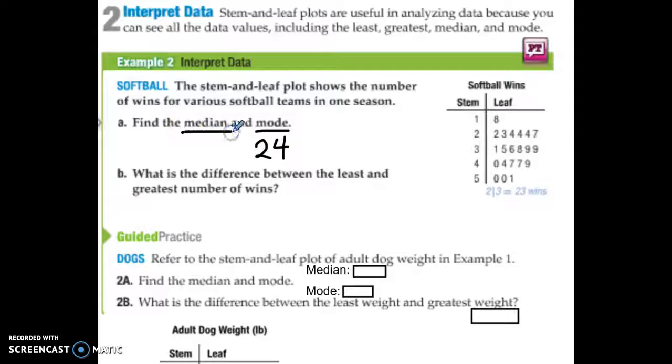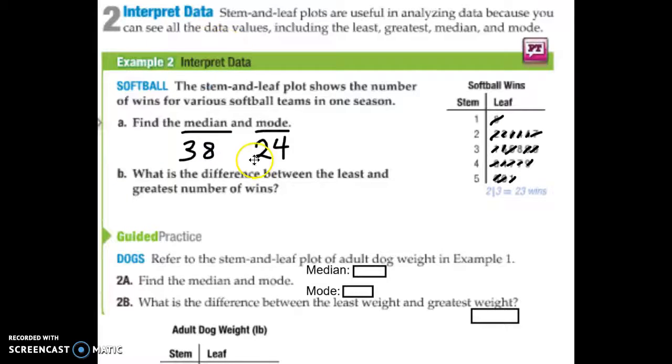Now the median, we're just going to start slashing. And these are in order. So I can just go in order. So 1, 2, 3, 4, 5, 6. 1, 2, 3, 4, 5, 6. 1, 2, 3. 1, 2, 3. There's my middle number. What number does that represent? Well, it's a 38. So the median is 38 wins.